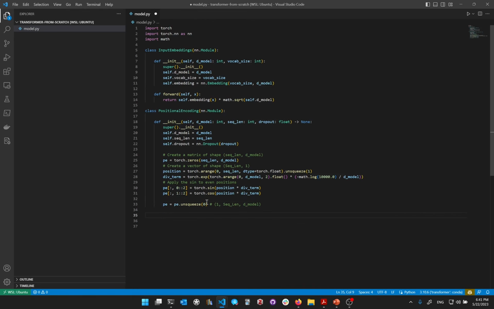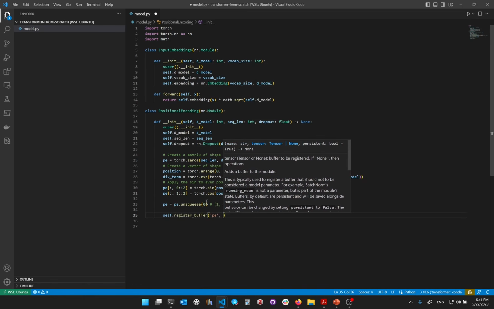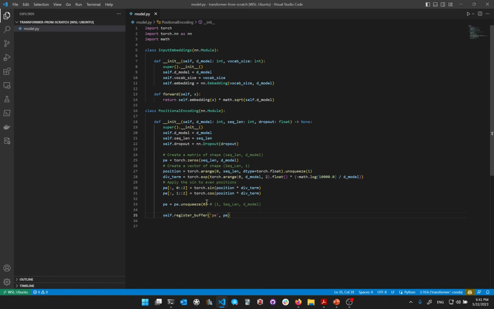And finally, we can register this tensor in the buffer of this module. So what is the buffer of the module? Let's first do it. Register buffer. So basically, when you have a tensor that you want to keep inside the module, not as a learned parameter, but you want it to be saved when you save the file of the model, you should register it as a buffer. This way the tensor will be saved in the file along with the state of the module. Then we do the forward method.